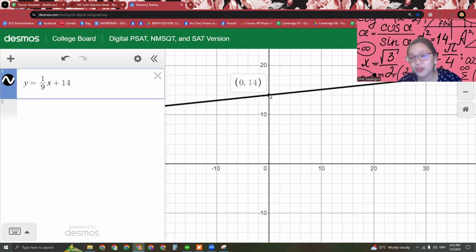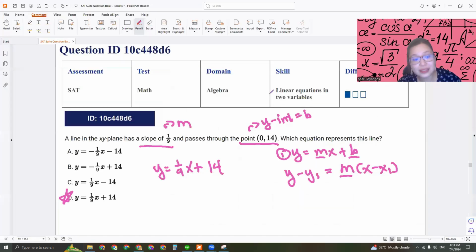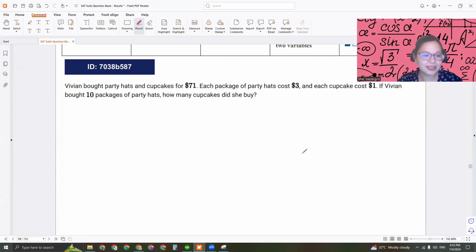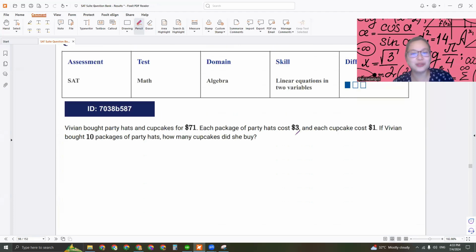Once you enter the equation, you should see the graph and just check the point that we're referring to. We know that the line passes through (0, 14), and if it does on the graph, then it tells you that you have the right equation. Alright, let's continue with Q98. This one doesn't have any choices, so it's the enter-your-own-answer kind of question.